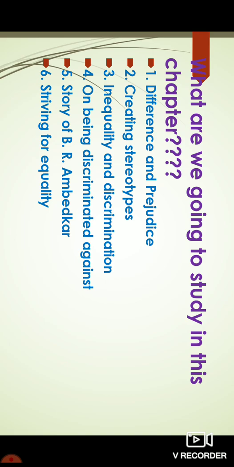Inequality and discrimination. Number 4, on being discriminated against. Number 5, story of B.R. Ambedkar. And the last one, striving for equality. These are the main points which we are going to learn in detail in this chapter. So let's begin with the first point.